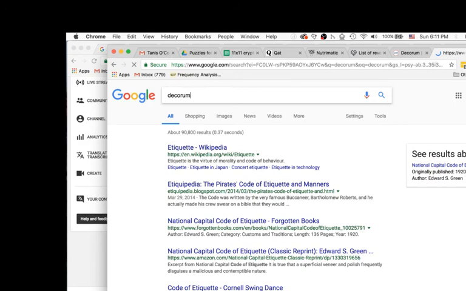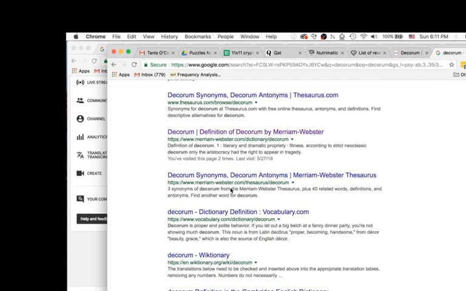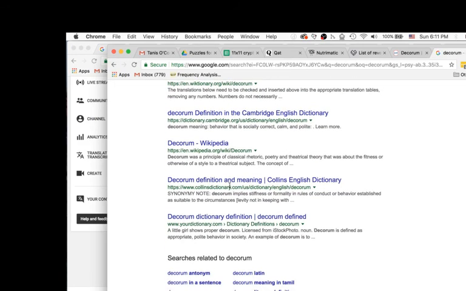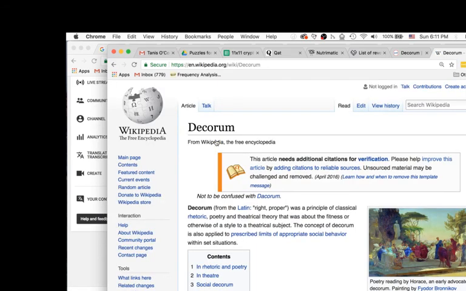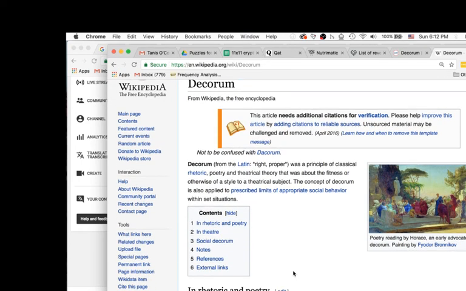Going back to decorum, see if Wikipedia has decorum. Decorum was a principle of rhetoric. I never realized that. Okay. So that might be a code.